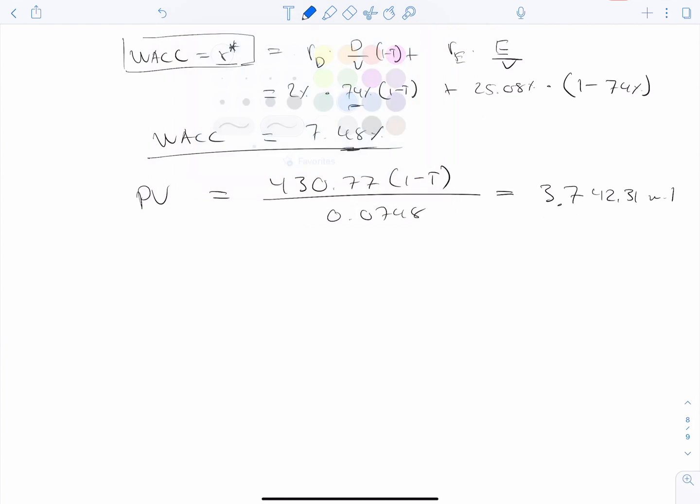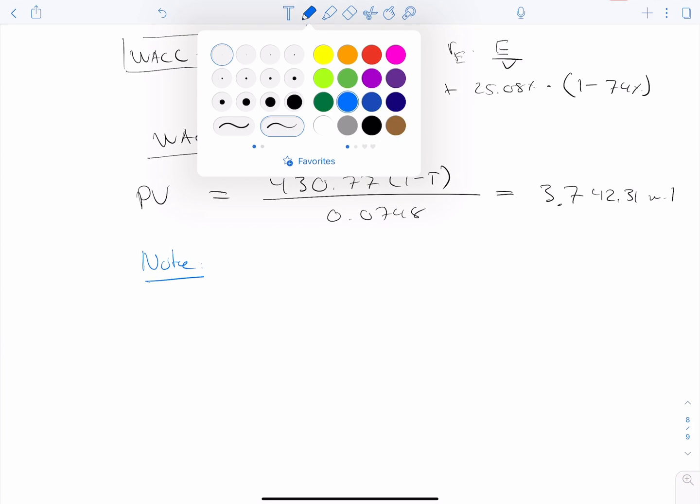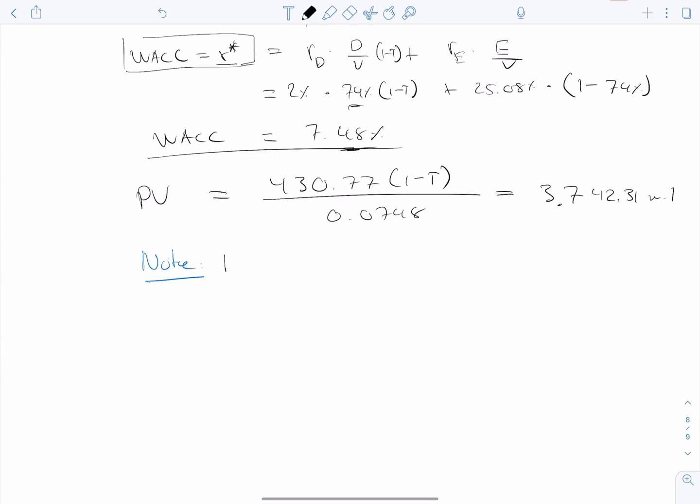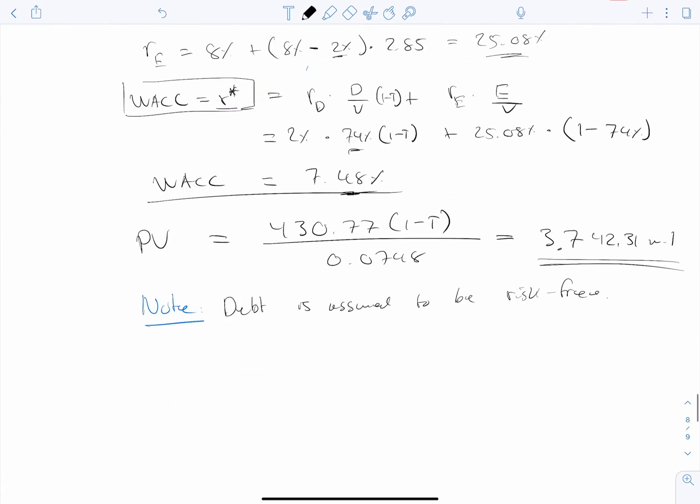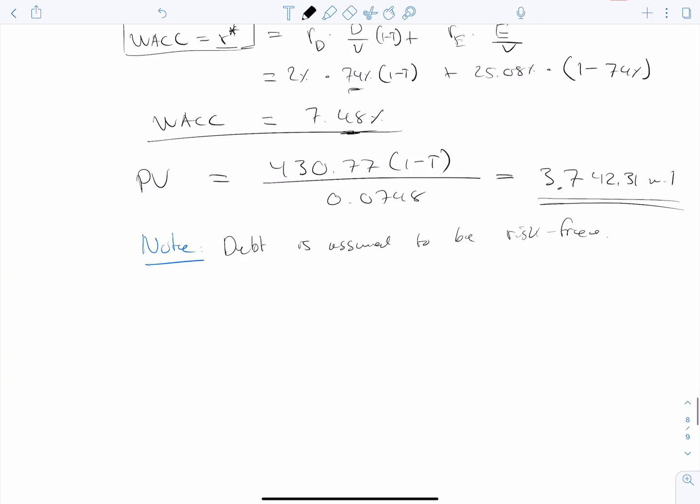And I just want to write here in these exercises, a note, which is also what we assume throughout, that debt is assumed to be risk-free. So this is basically the answer. Right. So this is the case if it was rebalanced continuously. Now let's move to question 5.